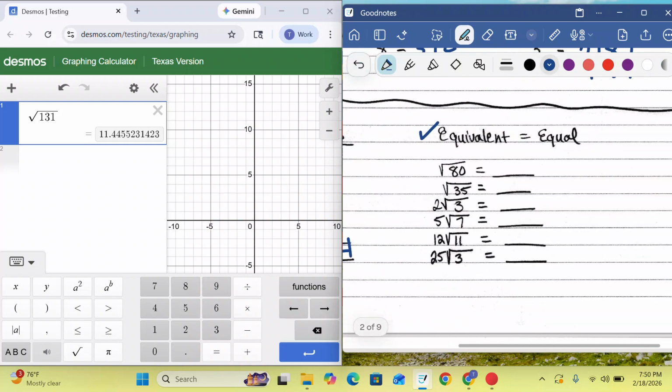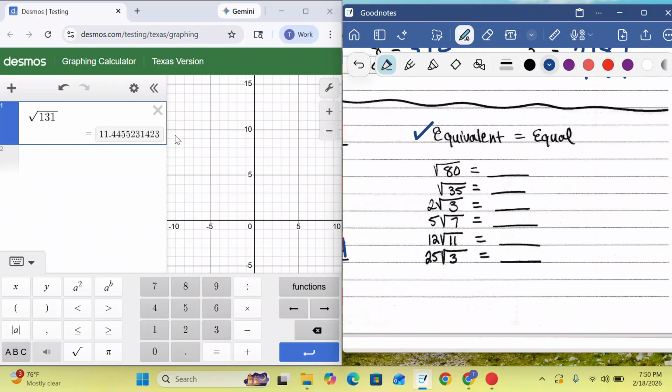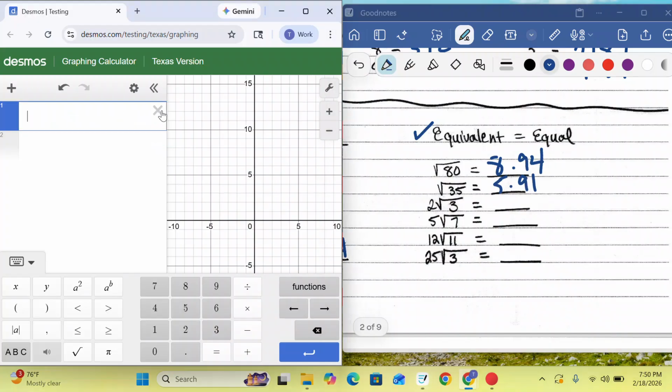Then you go to the next one, and then you do square root of 80. And then I'm going to put square root of 80. And the answer is $8.94. And then I'm going to go ahead and input square root of 35, and it is $5.91. And again, I'm not working on rounding. I'm just going to practice on Desmos.